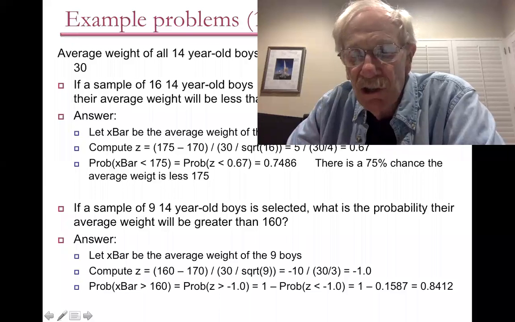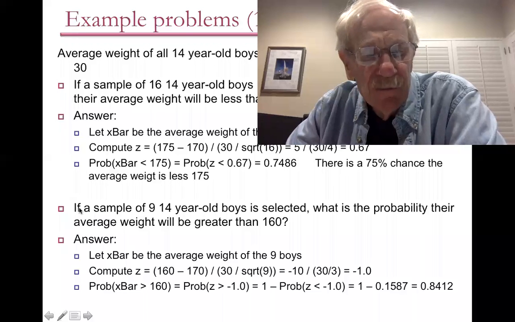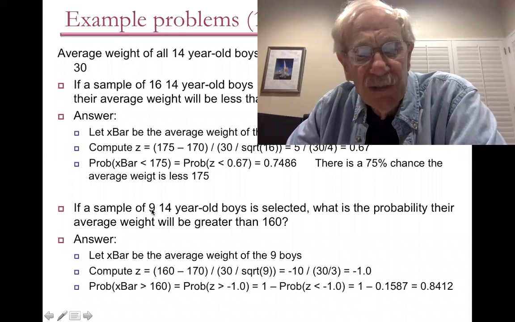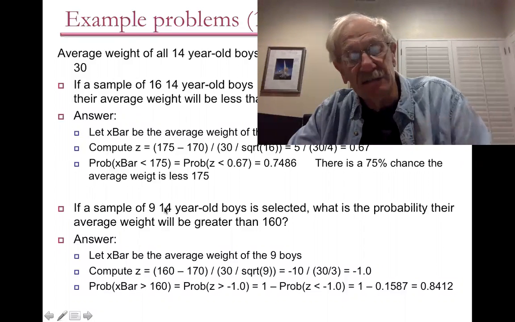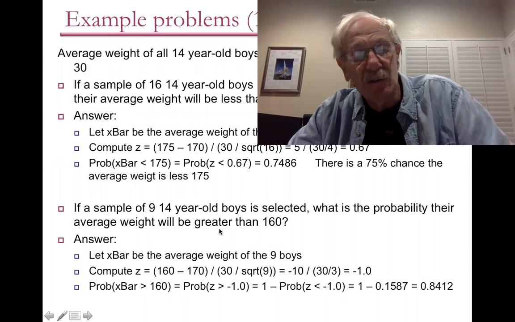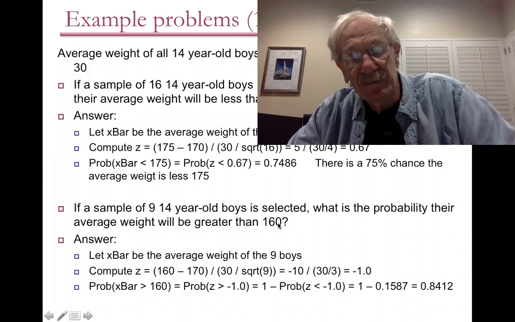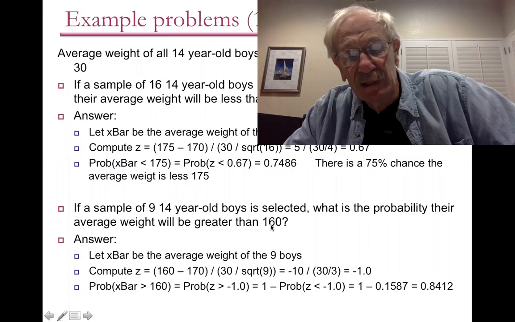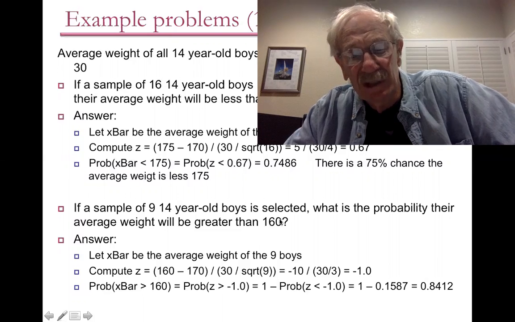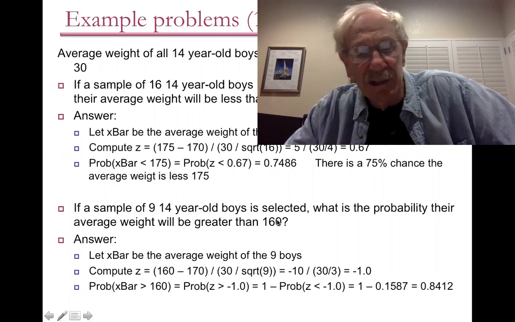So we're now looking to solve this bottom problem where we have the same 14-year-old boys, and we only have a sample of 9 this time. When I read this, a sample of 9 means n is 9. 14-year-old boys are selected. What is the probability that their average weight will be greater than 160? So I know I'm interested in 160 as this value, a limiting value, just the value that they're interested in.